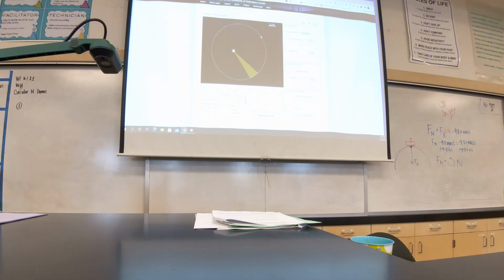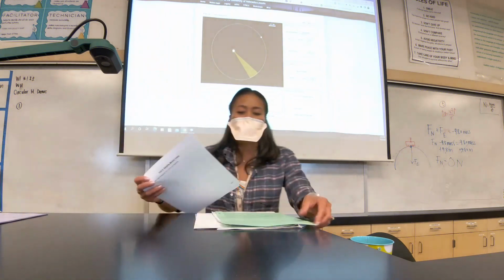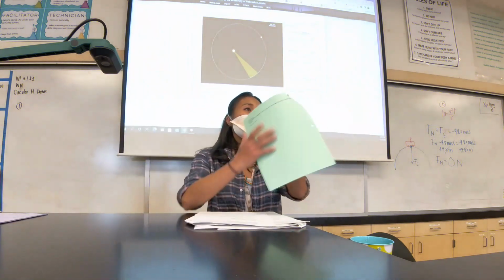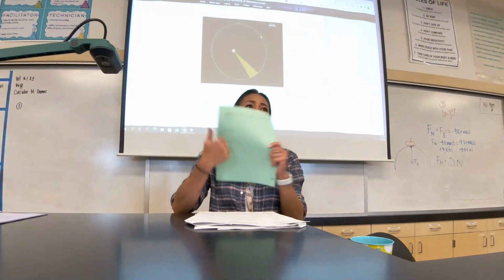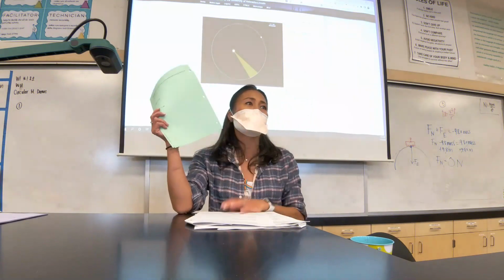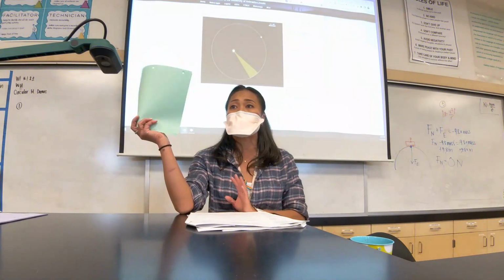The very last page we're going to reflect on as a class, so you don't have to worry about doing the new Kepler's 3 laws until next class when I see you.